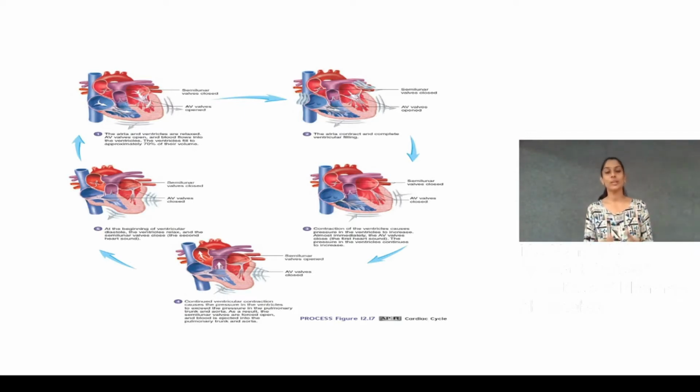During this period, there is continued ventricular contraction which causes the pressure in ventricles to exceed the pressure in the pulmonary trunk and aorta. As a result, the semilunar valves are forced to open and blood is ejected into the pulmonary trunk and aorta. Next, semilunar valves are closed and AV valves are closed. This occurs at the beginning of ventricular diastole. The ventricles relax and the semilunar valves close. At this point of time, the second heart sound is heard.